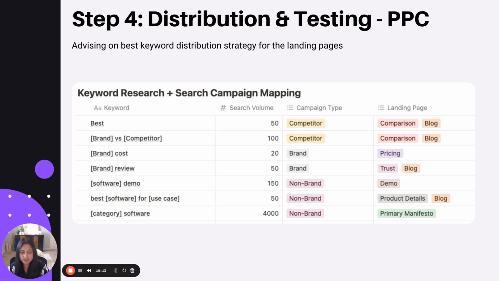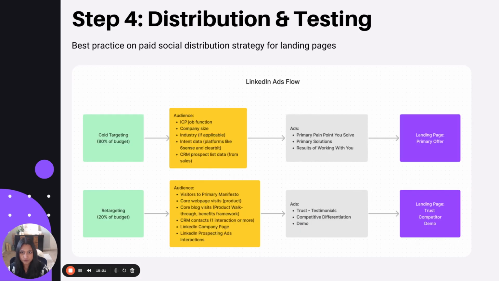And then step 4 is the distribution and testing. At a high level, I'll tell you what campaign needs to send to what landing pages, what the types of keywords are. Same thing with the LinkedIn ads flow. As you can see, the process is very straightforward. We work in 90-day sprints.